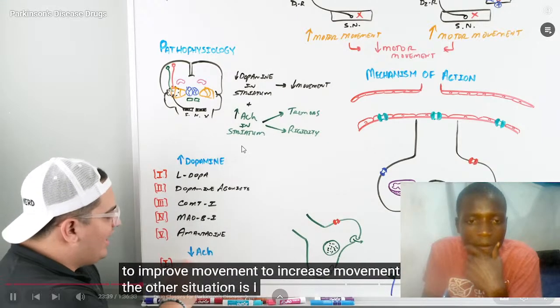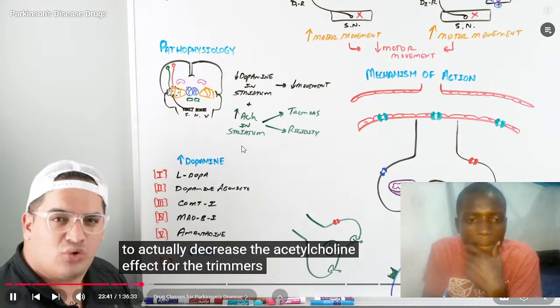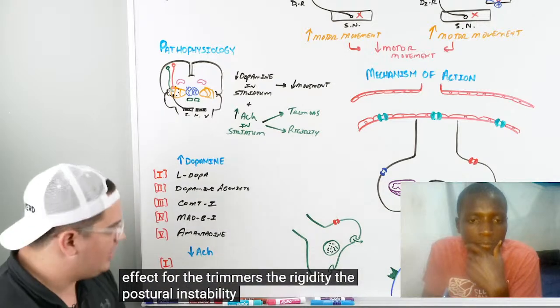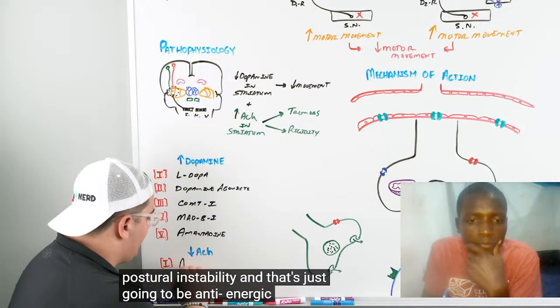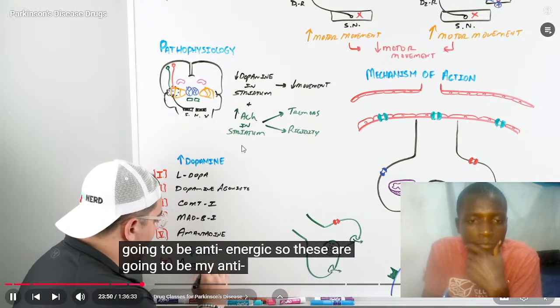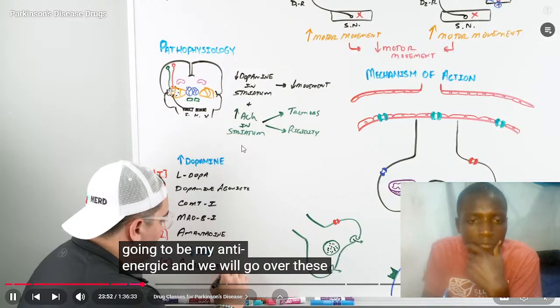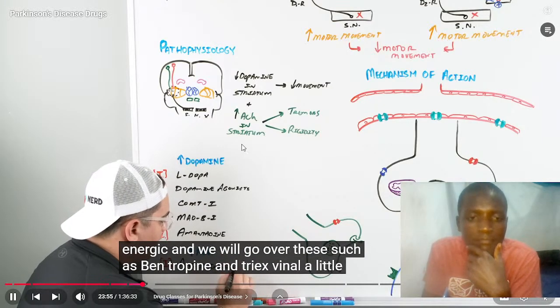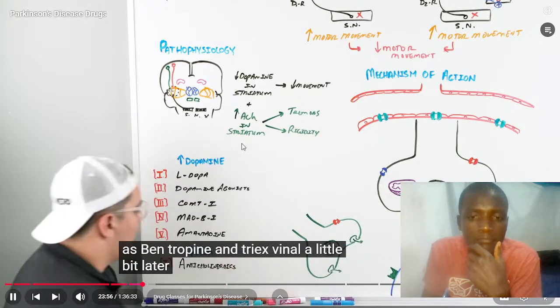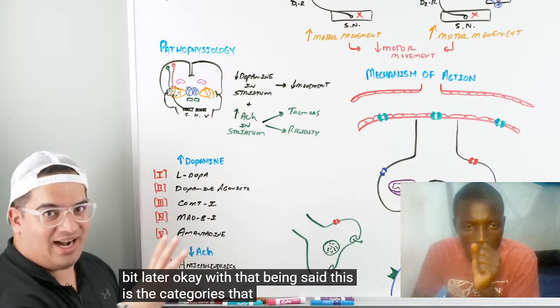The other situation is I can give drugs to actually decrease the acetylcholine effect for the tremors, the rigidity, the postural instability, and that's just going to be anticholinergics. So these are going to be my anticholinergics, and we will go over these, such as benztropine and trihexyphenidyl, a little bit later. Okay, with that being said, these are the categories that I want to talk about.